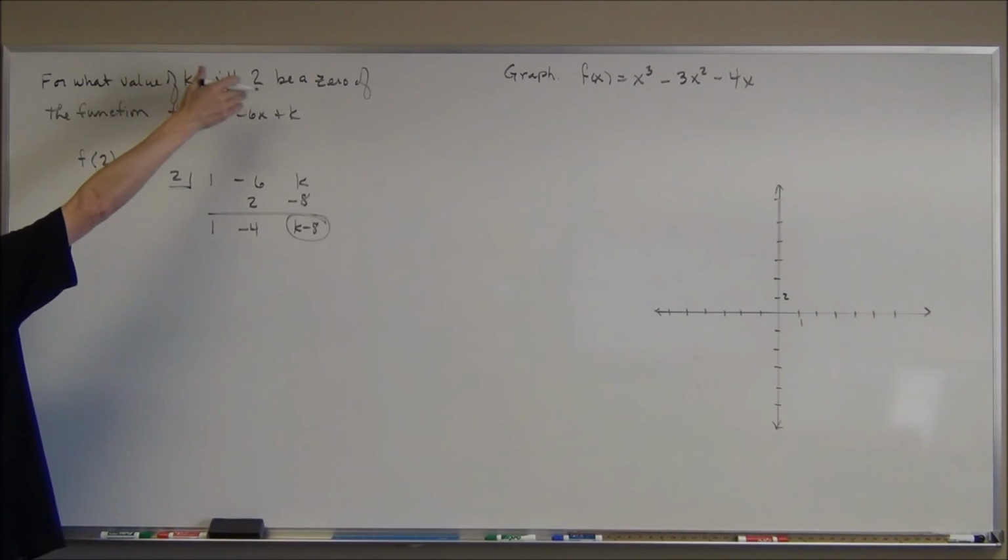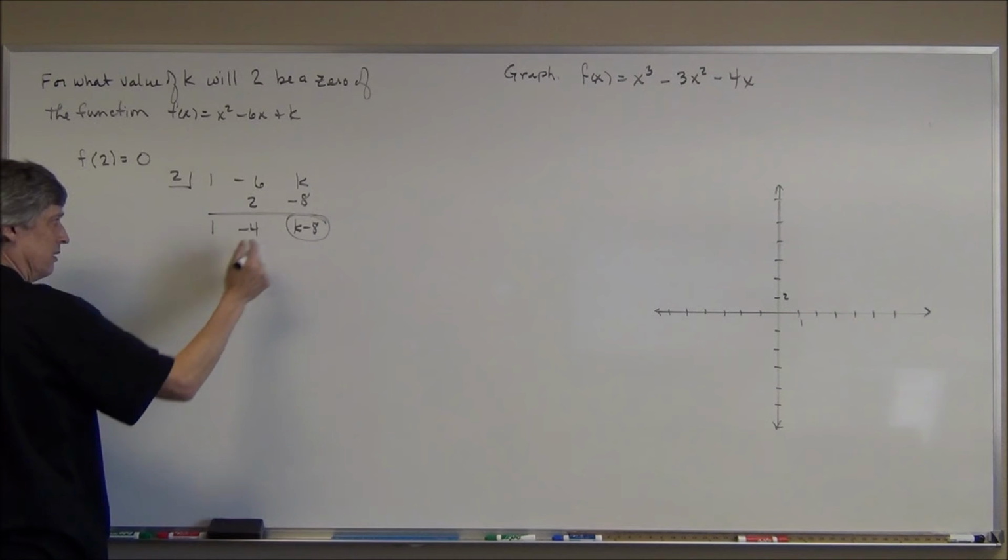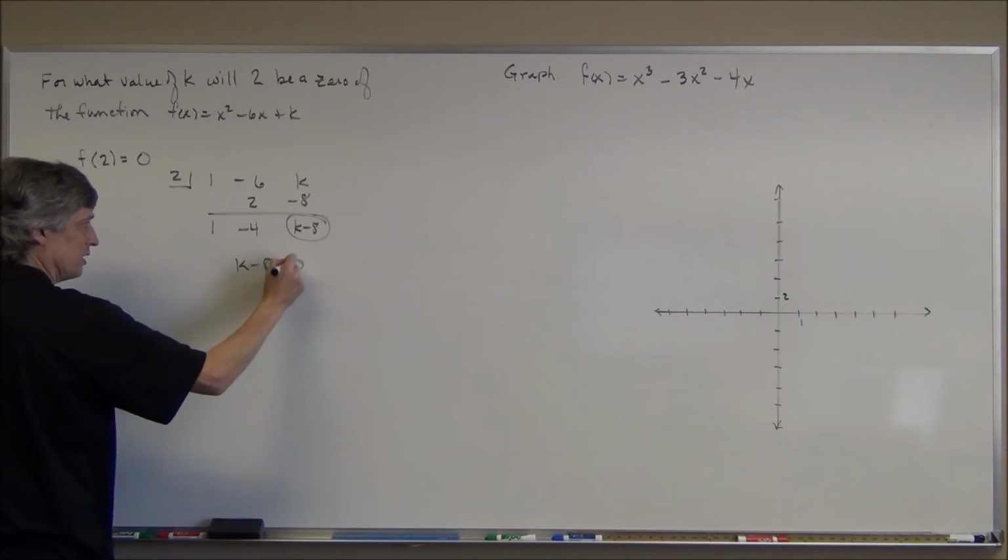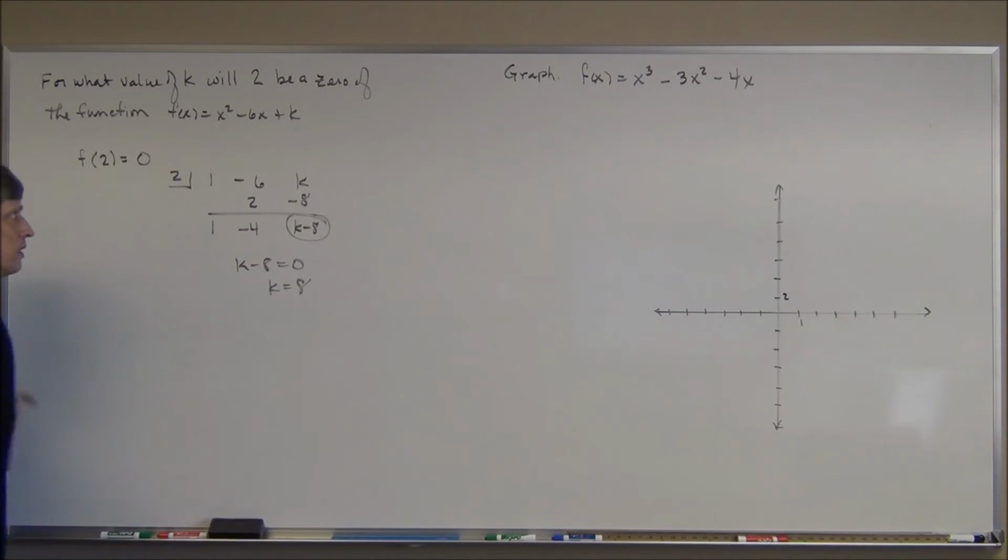I want this to be a 0, so I want the remainder to be 0. That means k minus 8 has to be 0. k is equal to 8. Now, I don't know if you'll have a problem like that on your test, but that's kind of a slick little one to see. That happens a lot in Algebra 2.